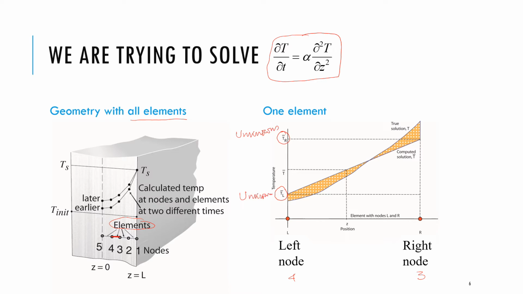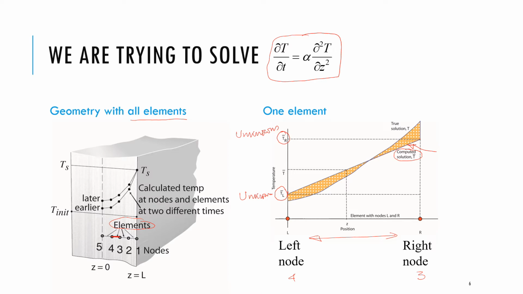So these are unknowns, and in between TL and TR there is a linear interpolation. So values in any location in between can be found by simply linearly interpolating. So now this is my solution that we are trying to compute.